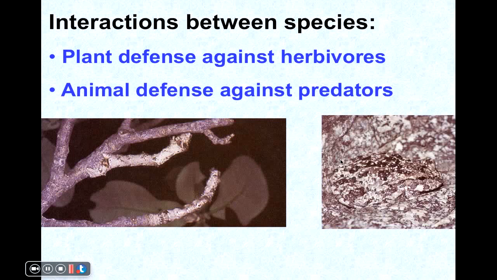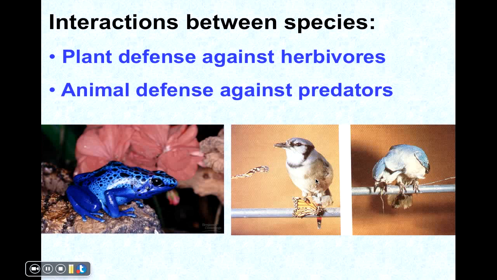Animals, of course, have various ways of defending themselves as well. Some animals are camouflaged, like we see here. Other animals take the opposite approach, like the frog we see toward the left, basically advertising by their bright colors that they are toxic or at least non-palatable. They don't taste good to most other animals. What we see on the right is essentially a bird eating a monarch butterfly. Notice that as soon as the bird eats the monarch butterfly, it tends to spit it back up. It turns out that monarch butterflies taste horrible to other animals.